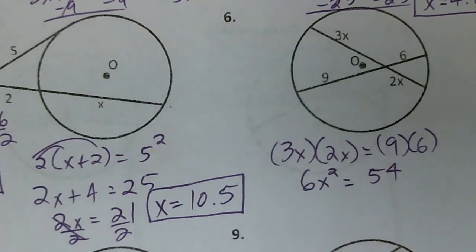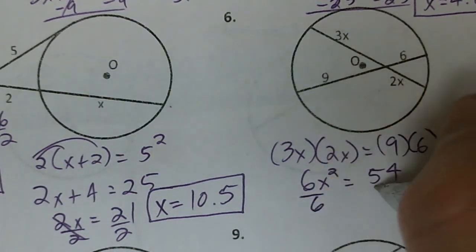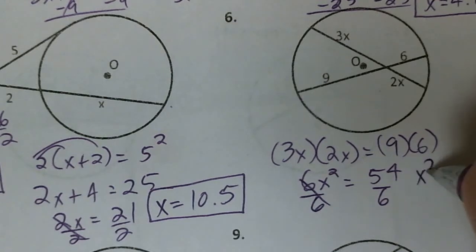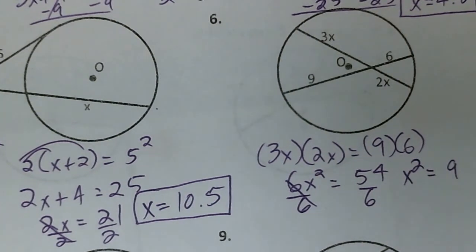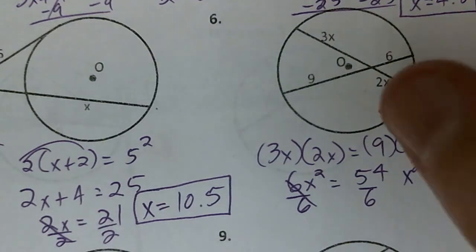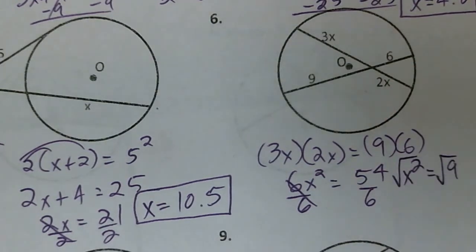All you got to do is get x squared by itself. So we're going to keep the 54 on that side. We're simply going to divide by 6, and I get x squared is equal to 9. Then I'm going to take the square root. Guess why we do that? Because it's the square root method. Yes. We're going to isolate x squared, and we're going to take the square root. So when I take the square root of 9, I get x is equal to 3.